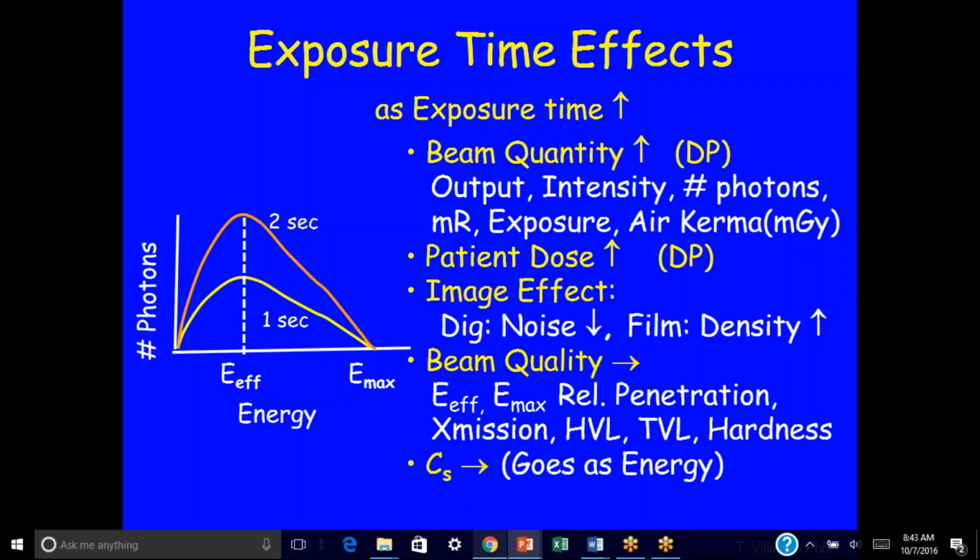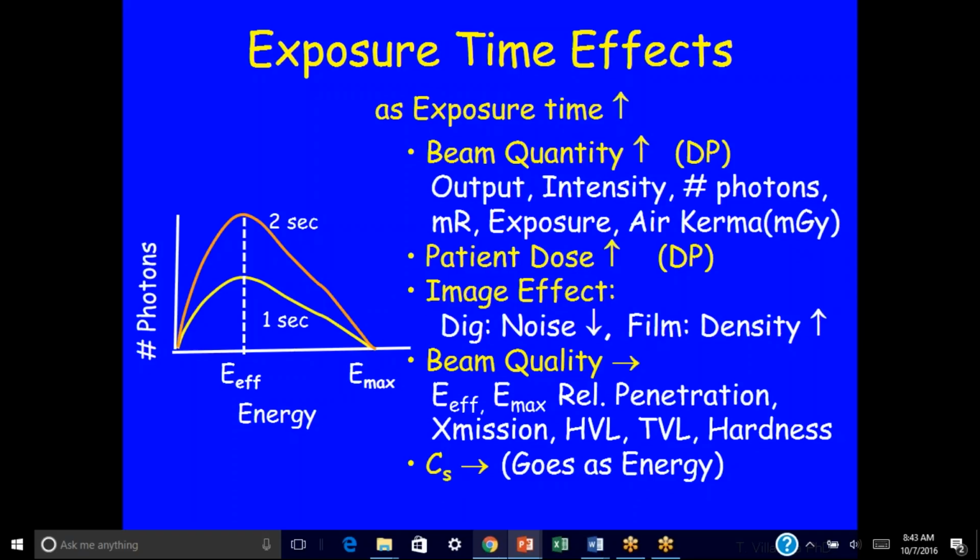Then the final point we want to make concerns subject contrast. Subject contrast, remember, goes inverse with energy. Later on, I'm going to modify that statement, but at this point, remember this: as energy goes down, subject contrast goes up. As one goes up, the other one goes down. But we've just seen that the beam energy is unchanged. The beam quality is unchanged. Well, if the beam quality is unchanged, subject contrast is unchanged.